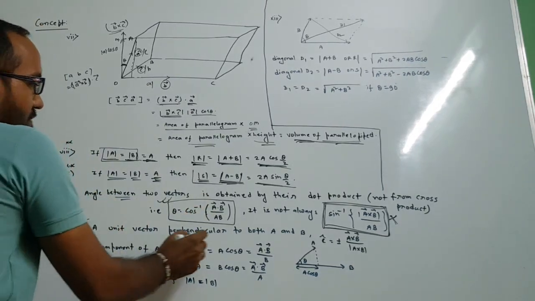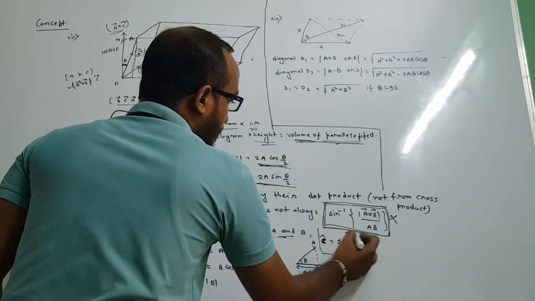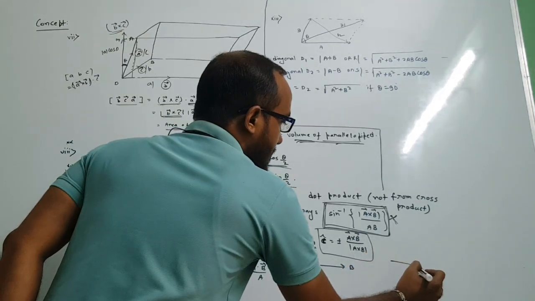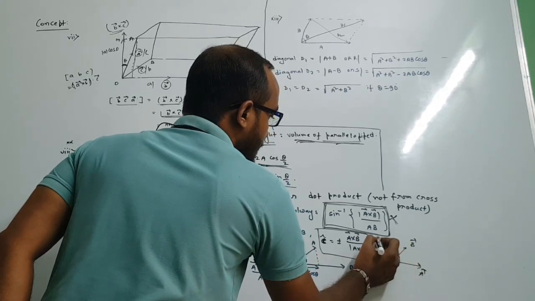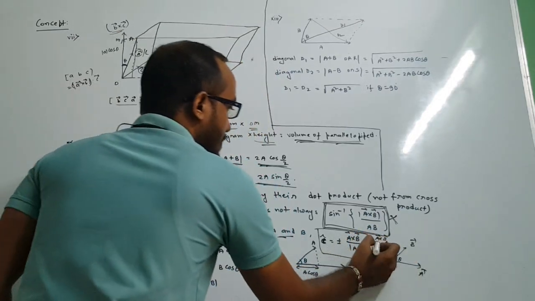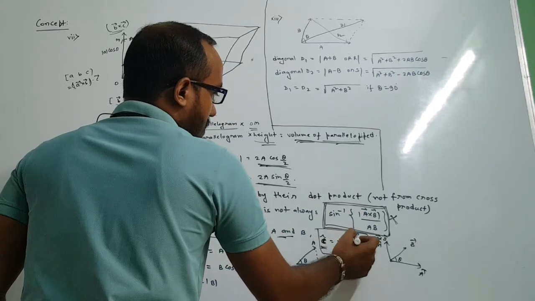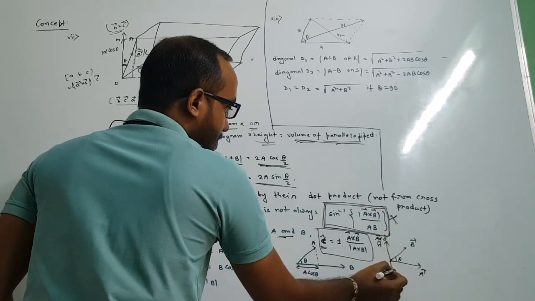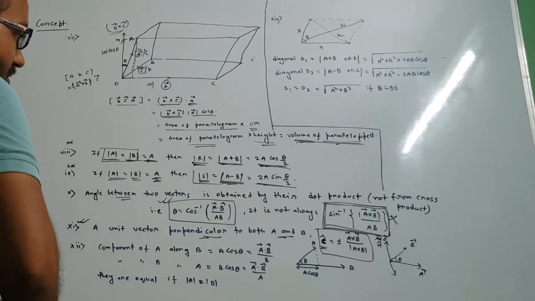A unit vector perpendicular to both A and B is represented by C vector equals A cross B divided by mod of A cross B. See, if this is A vector and this is B vector, then we already know A cross B is this thing. So this should be the unit vector perpendicular to both A and B. So C vector is plus minus A cross B by mod of A cross B. Why plus minus? If it is plus, then it is outward. If it is minus, then it should be B cross A, so it would be minus A cross B by mod of A cross B.